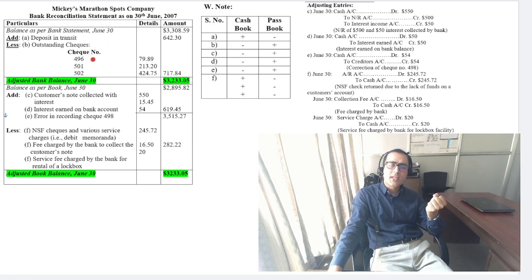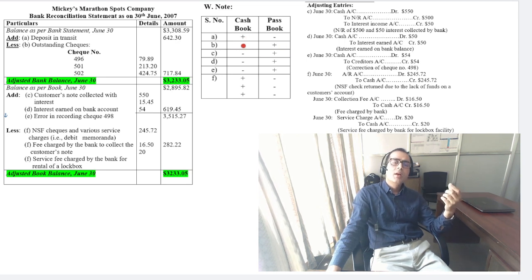Similarly, what about the outstanding check? Check issued but not presented for payment. We have 3 checks, which we listed here in the details. So the company has written the check, so it is a minus, a cash outflow. When we have a cash outflow, this is minus. When we have an inflow, we say plus.